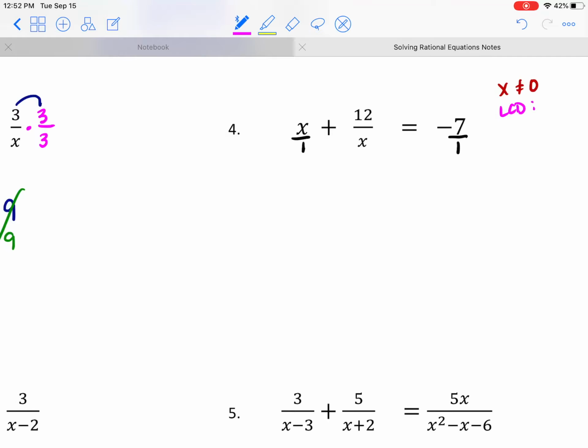What's our least common denominator going to be here? Well, there's only one denominator other than 1. It's got an x, so that's got to be the common denominator. So now if I make all of these denominators have an x, then we're good.